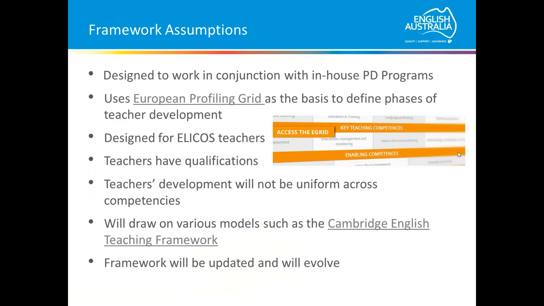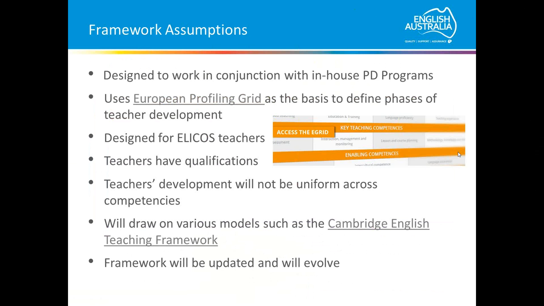One of the assumptions of our framework is that teachers' development won't be uniform across all of the competencies on the framework. So whereas for one competency, teachers may be phase 3 or going on to expert, in another competency, for example, intercultural competence, they may only be in a phase 1 or phase 2 stage of development and experience. So there'll be jagged development on the framework.